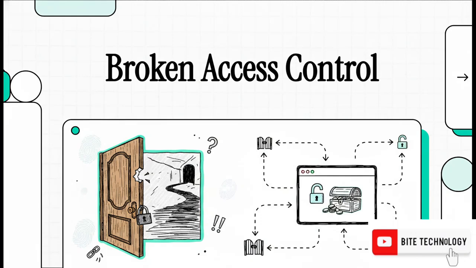Hey everyone, today we are going to dive into one of the most common and frankly most critical security flaws on the entire web. It's called broken access control. We're going to be looking for the unlocked doors and hidden passages in the apps we use every single day. Let's get right into it.